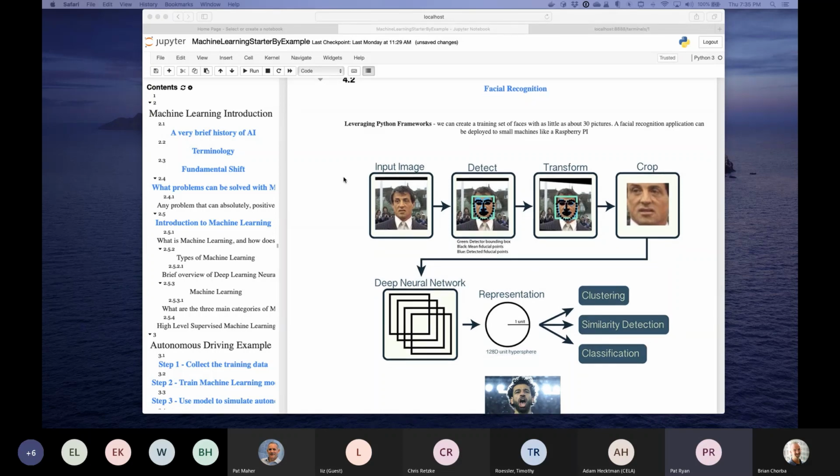So with facial recognition, basically the pipeline is this. We're going to grab an image. We're going to detect where the face is. We're going to look to find points of interest on that face and crop the face out. That face goes into a deep neural network that produces on the other side of it an array of numbers, 128 wide. So it produces 128 numbers.